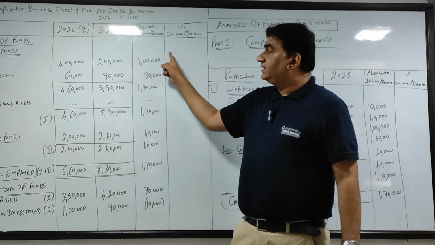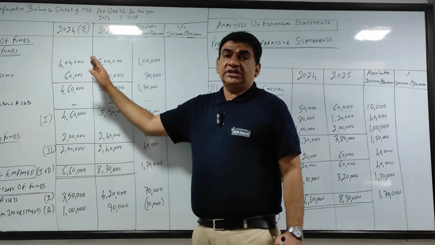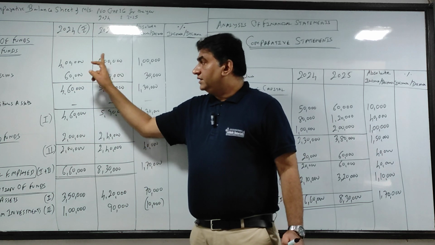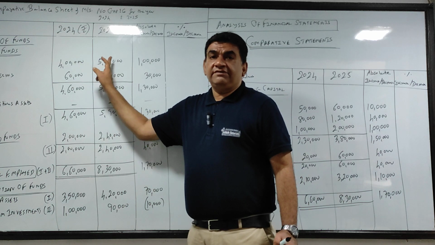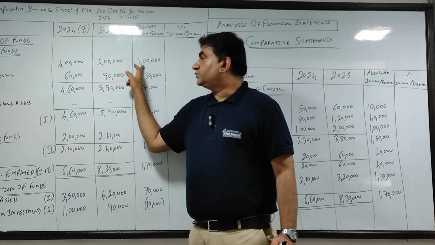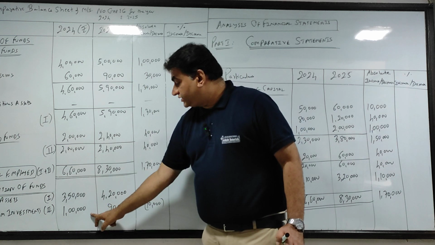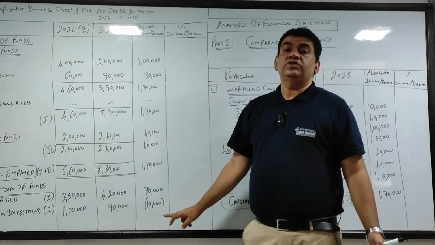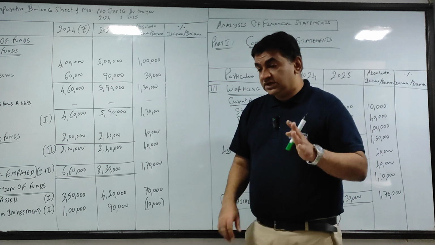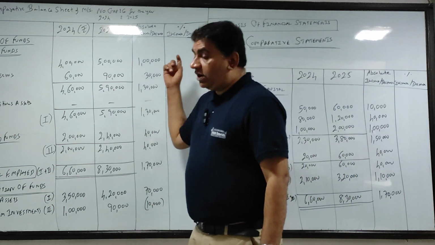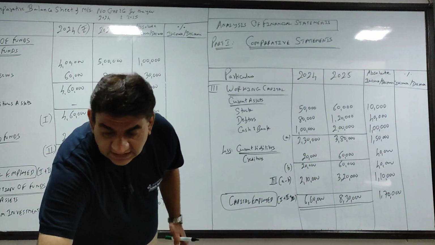So absolute increase decrease was change in amount. Current year minus last year. If current year is more, answer is positive. If last year is more, answer is negative. You put it in brackets. Got it? Now, how to do percentage increase decrease?